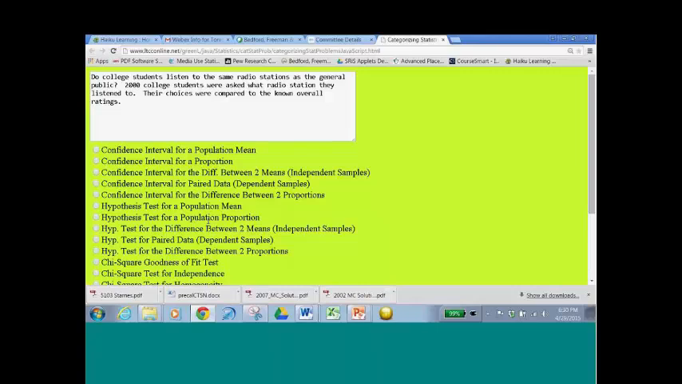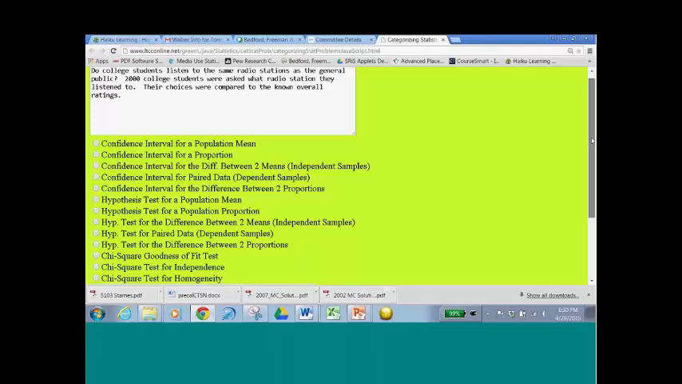about something? And the wording in the first sentence here seems to suggest testing a claim about whether college students listen to the same radio stations as the general public. That doesn't sound like an estimation question. So I'm thinking test. And then we have to identify what type of test. Is it a test about a mean, a test about a proportion, a test about a difference between two parameters, or possibly a chi-square test that has to do with distribution of categorical variables or relationship between categorical variables.